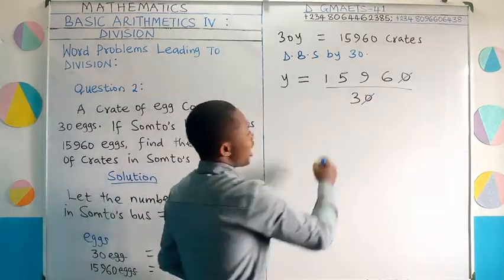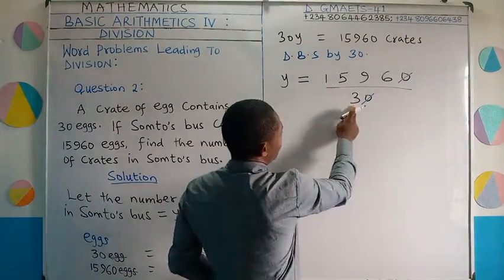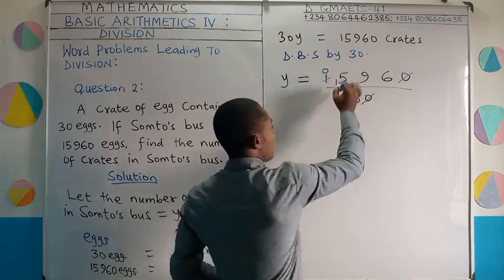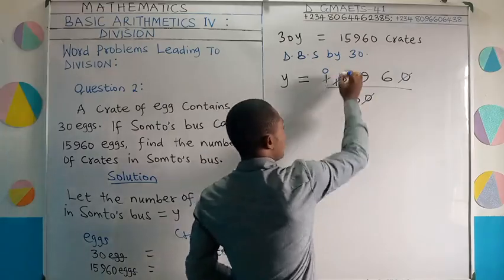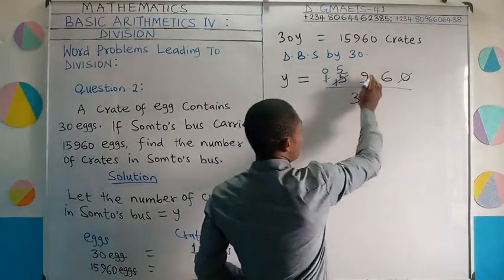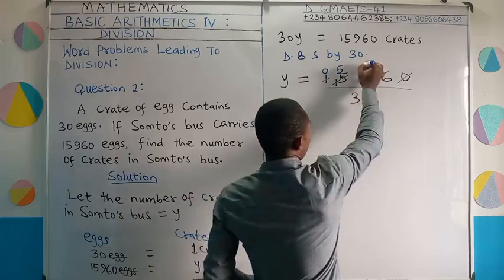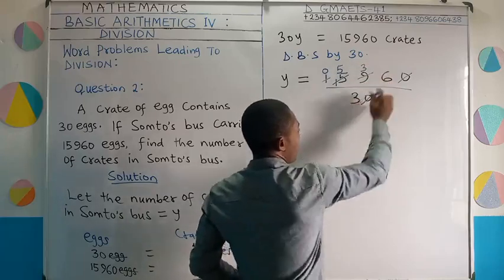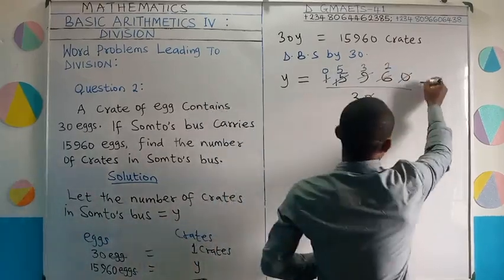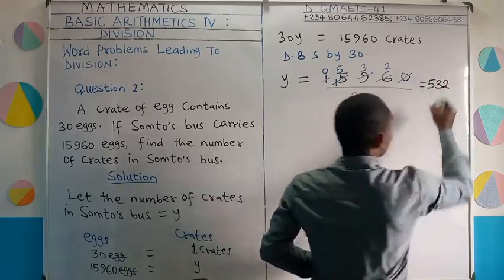From here, we are going to have 1 divided by 3 is 0, remainder 1. Attach the 1 to this 5. You get 15. 15 divided by 3 is 5, 5 whole times, no remainder. 9 divided by 3 will give you 3. And then 6 divided by 3 will give you 2. This tells us clearly that our answer is 532 crates.